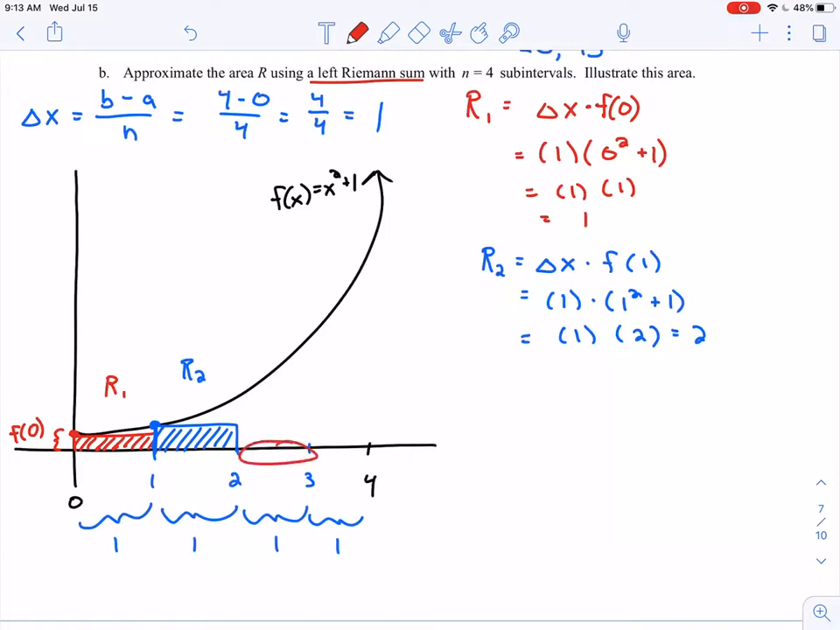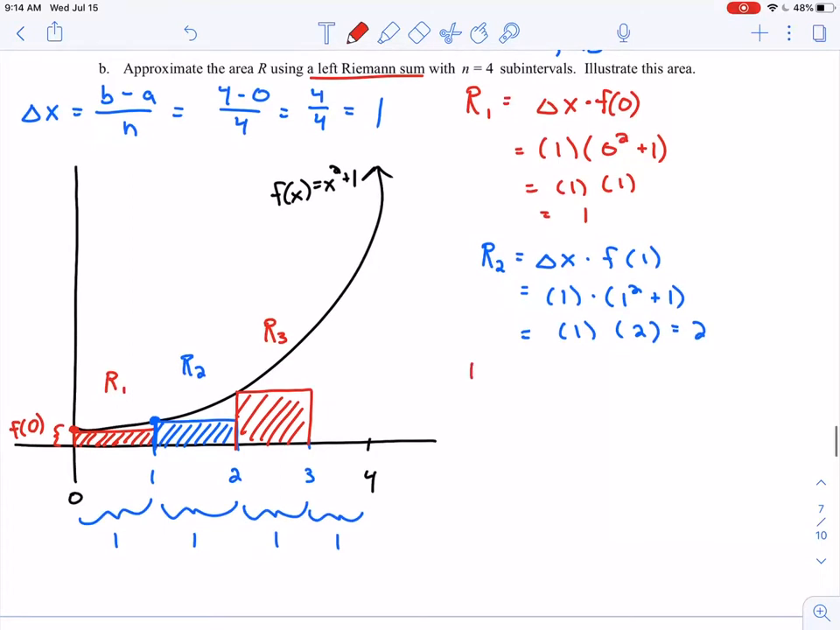Now we're going to move on to this area between 2 and 3. I'm going to call this one rectangle 3. So, okay, we're looking at the subinterval between 2 and 3, which means we want to use 2 to calculate the height of my rectangle. So I'm going to draw in that rectangle using the height of my function at 2 as the height of my rectangle. Say, okay, here is the area of rectangle 3.